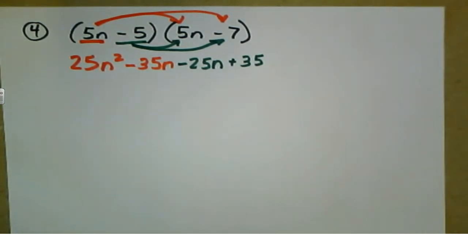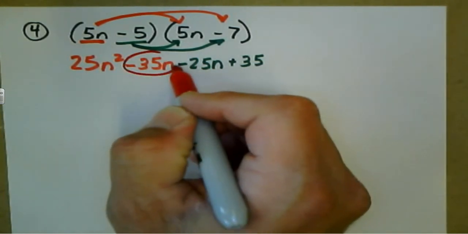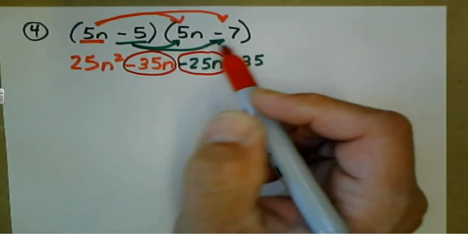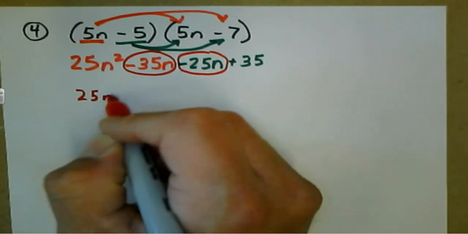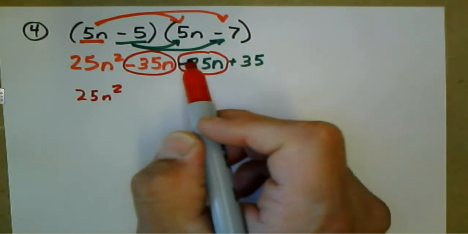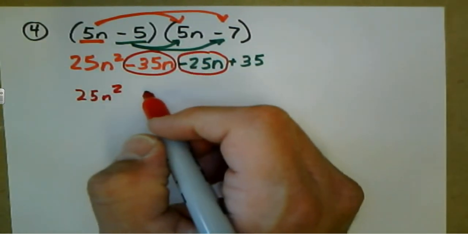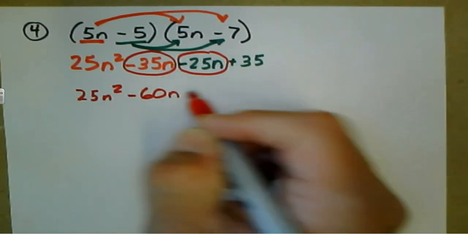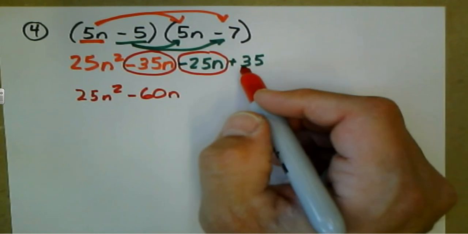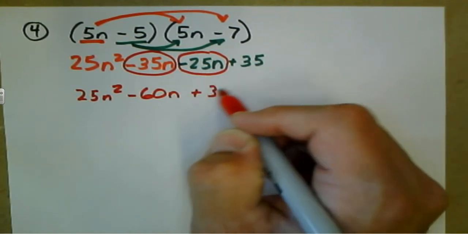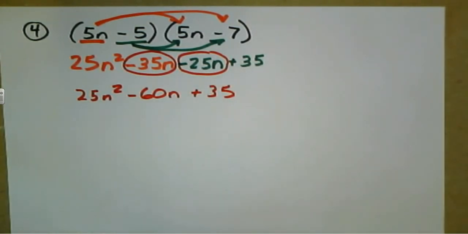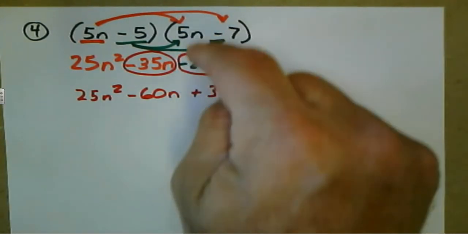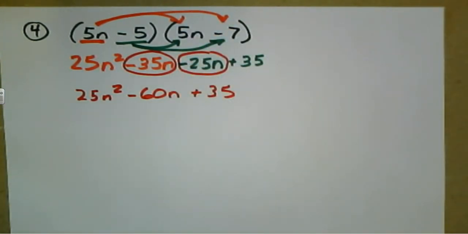What are the only two that are like terms that we have there? The two middle ones, right? So the 25n squared, there's no like term for it. Negative 35 plus negative 25 is negative 60, so -60n. And then there's nothing for the 35. That's our answer. Distribute, combine like terms. These go quick if you catch the pattern.